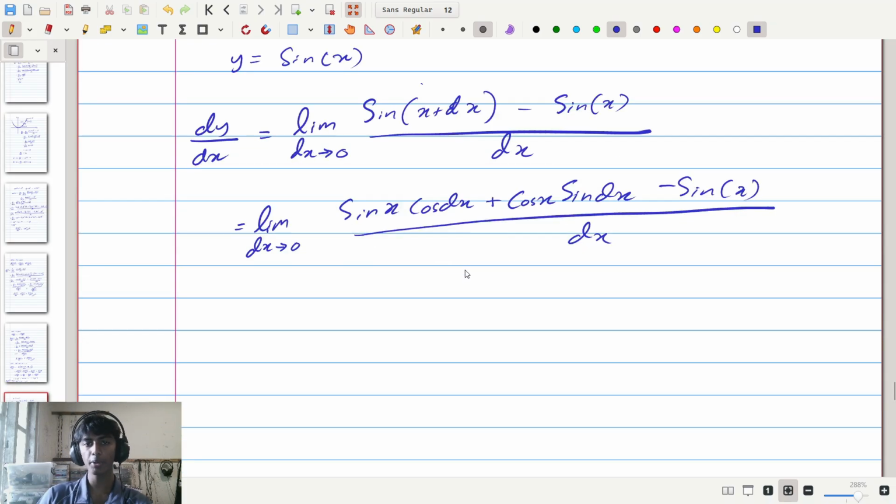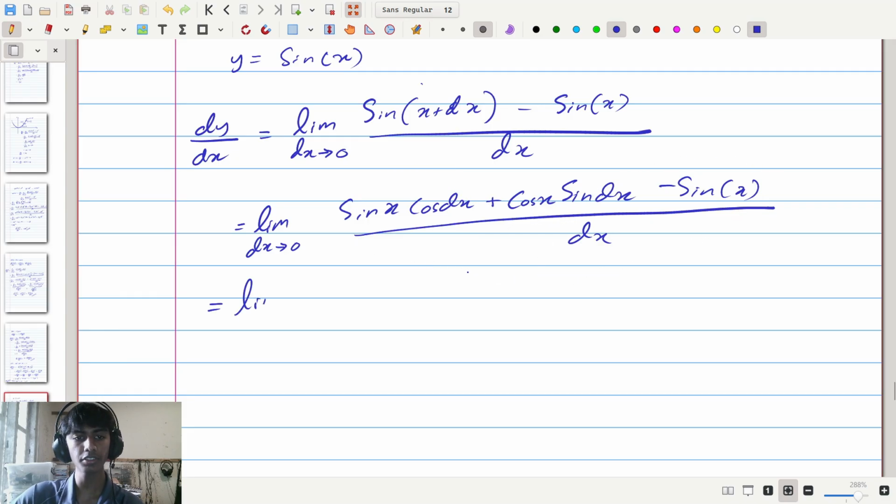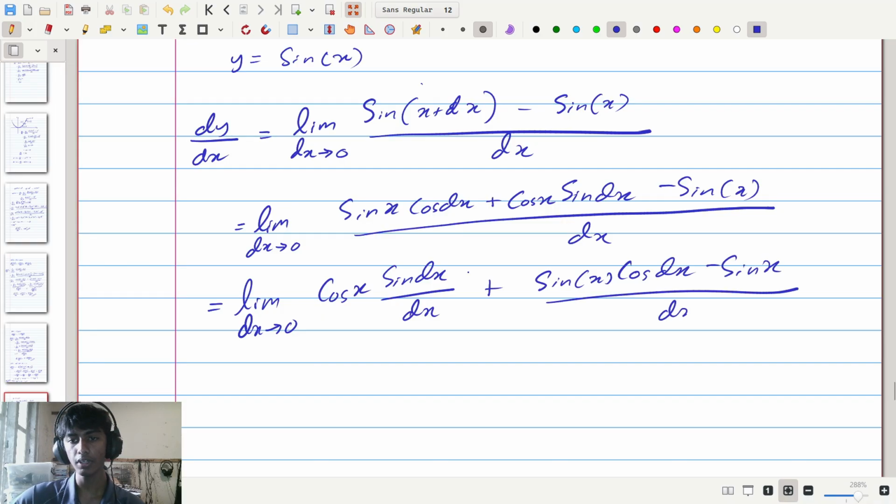Now the next step we are going to do in order to simplify this further is to take this thing as one separate limit and take this part plus this part as another separate limit. In order to do that, we're going to rewrite this as the limit as dx approaches 0. We're going to take this factor to the front, so we have cosine of x times sine dx by dx plus, and then this part we're going to write separately as the sine of x times the cosine of dx minus the sine of x all over dx.